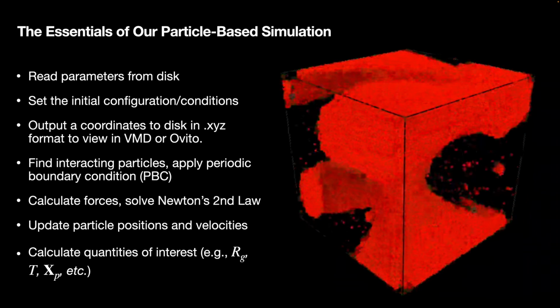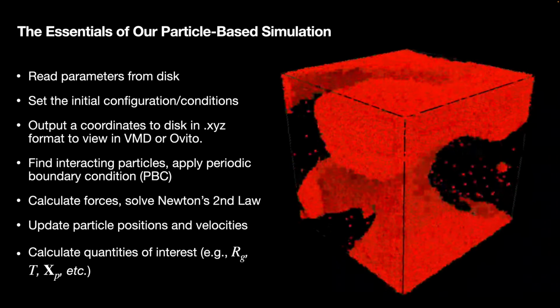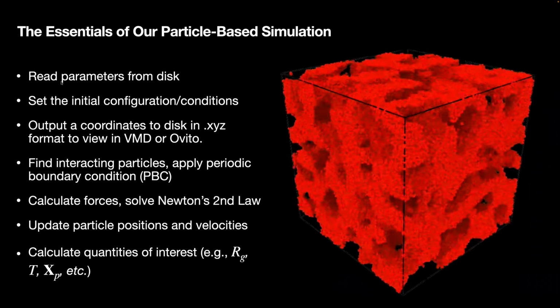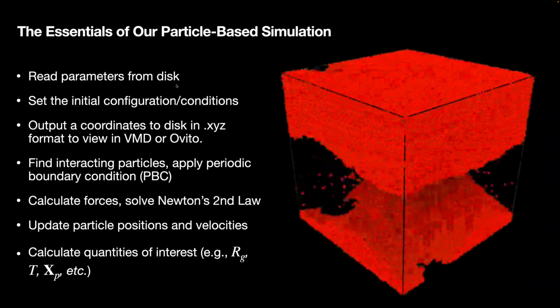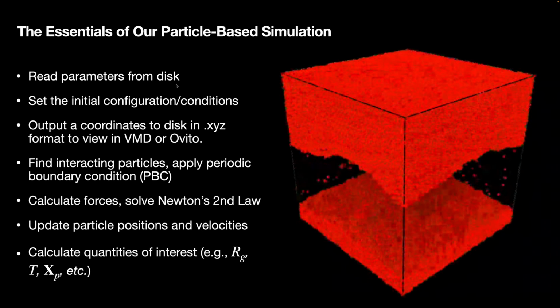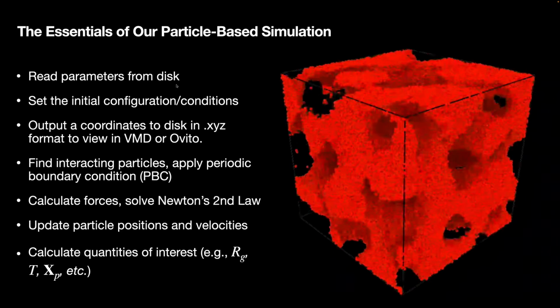So here's where we are, right? The essentials of a particle-based simulation, and we're going to use DPD for this simulation. What do we need to do? What does our simulation need to do? Well, we need to read the parameters from disk, and we'll talk about what those parameters are for a DPD simulation, or at least for the DPD simulation that we're going to write here for a polymer solution.